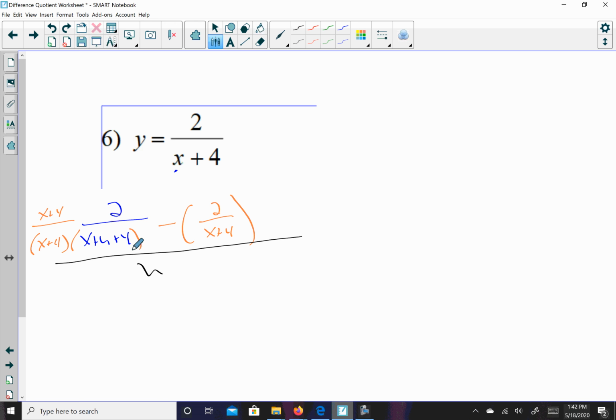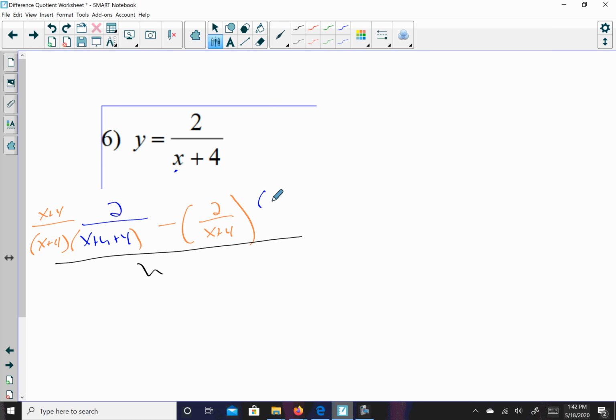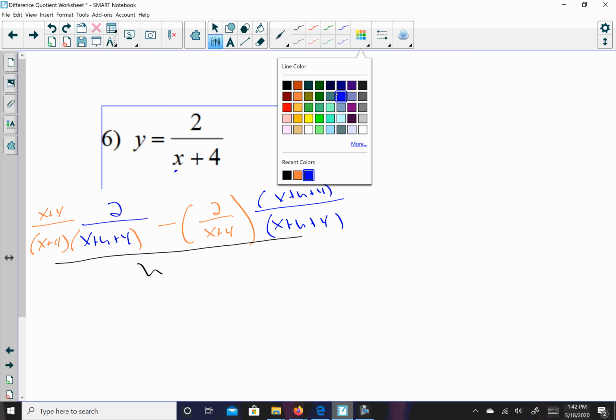I'm never going to actually factor them out. So now the second fraction, I'm going to multiply by the blue denominator. So x plus h plus 4 over x plus h plus 4. Now I'm going to go vertically, or actually horizontally.